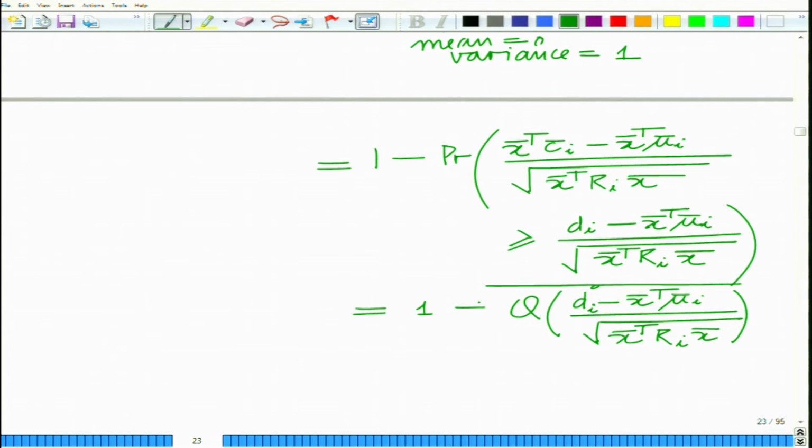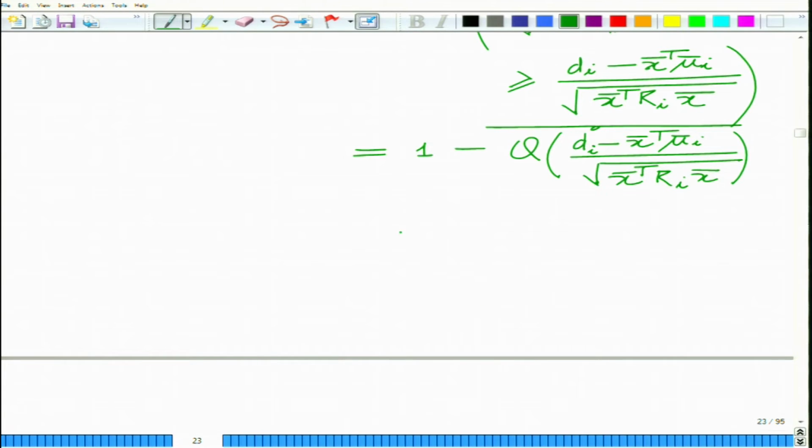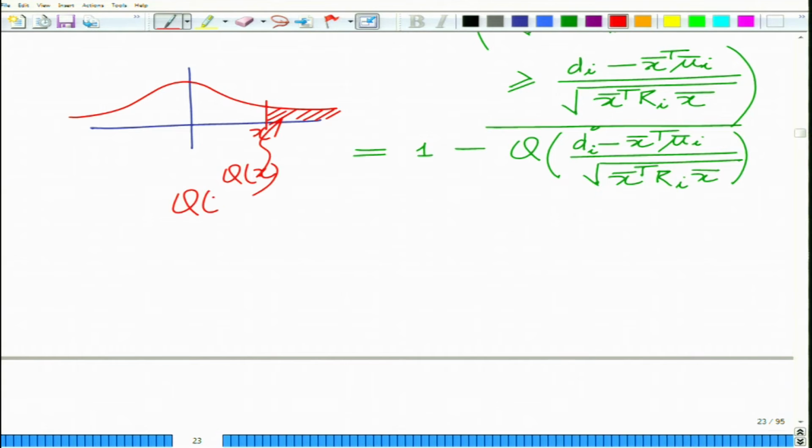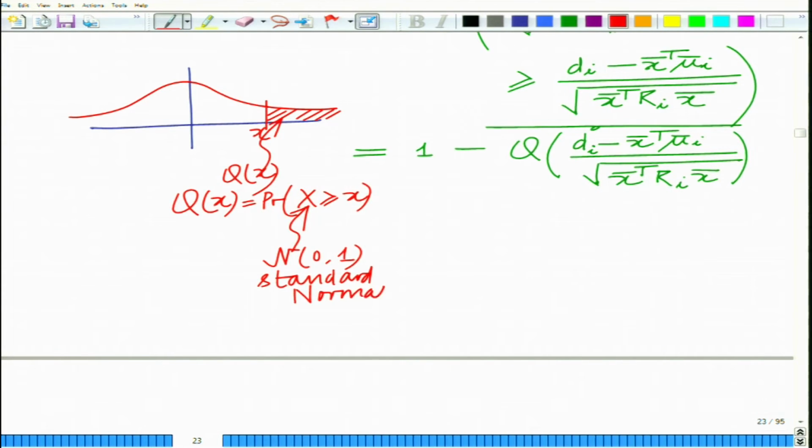And this quantity is equal to 1 minus the tail probability. That is the tail probability of the standard normal, if you remember, Q of x equals the probability that X is greater than or equal to x, where X is your standard normal, that is a Gaussian random variable with mean 0 and variance unity, and we need this probability to be greater than or equal to eta. So, this means this quantity is greater than or equal to eta.